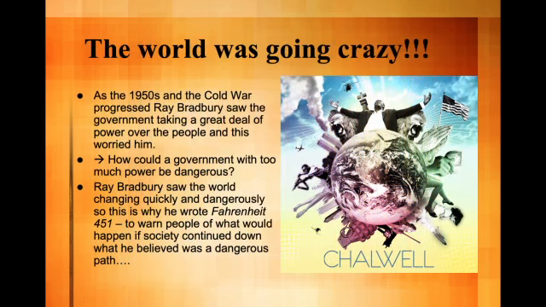So as the 1950s and the Cold War progressed, Ray Bradbury saw the government taking a great deal of power over the people, and this worried him. How could a government with too much power be dangerous? After all, they're elected in by the people. They're supposed to be working for the people. Well, Ray Bradbury saw the world changing quickly and dangerously, and this is why he wrote Fahrenheit 451, to warn people of what would happen if society continued down what he believed was a dangerous path.